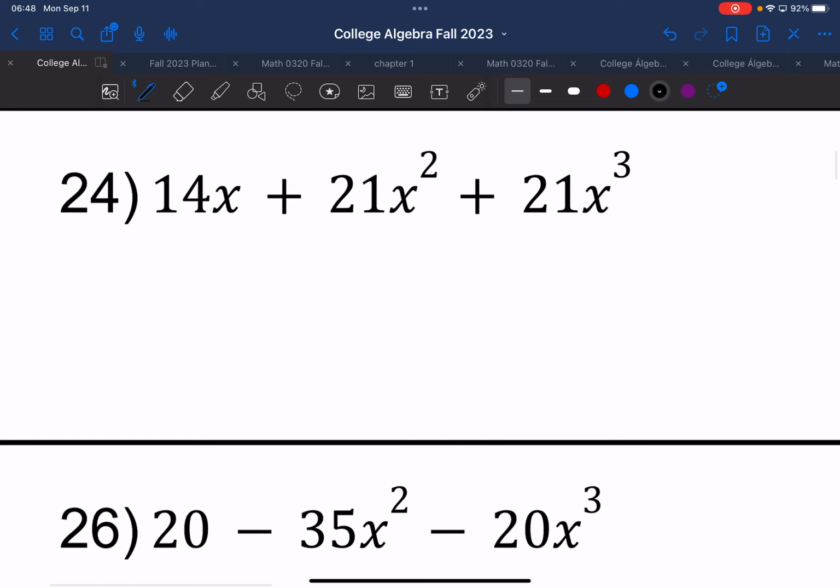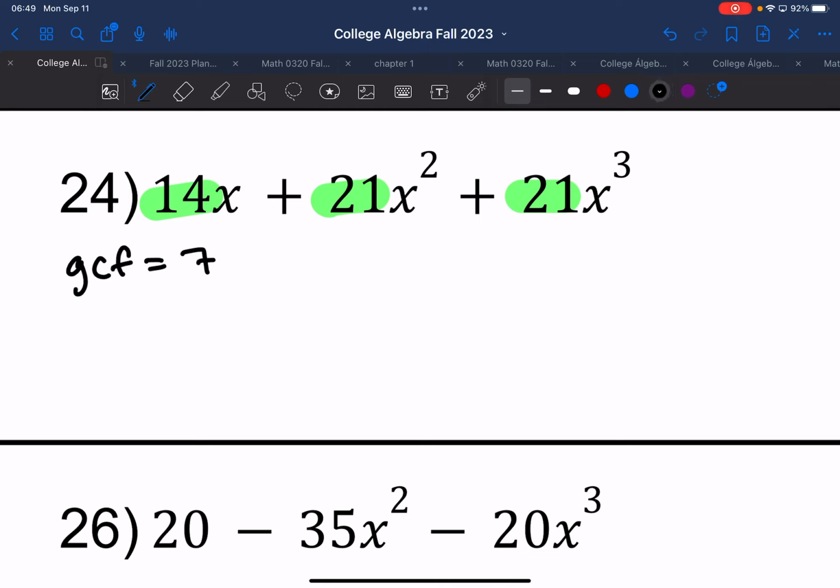Number 24, how many terms? 3. We have 3 terms now, so we're going to be looking at 3 numbers and 3 variables. So factoring out the numbers first, so we have 14, 21, and 21. What's the largest number that we can take from all 3? 7. So our GCF is going to start with 7.